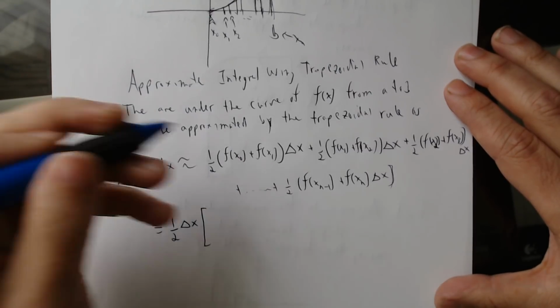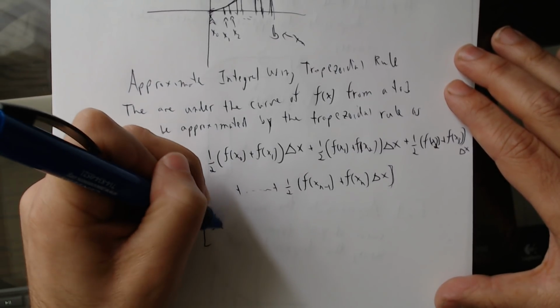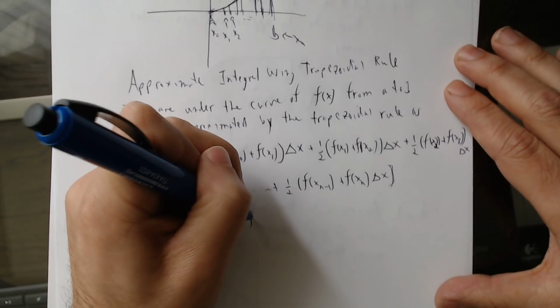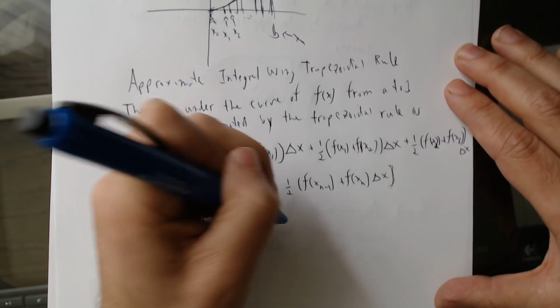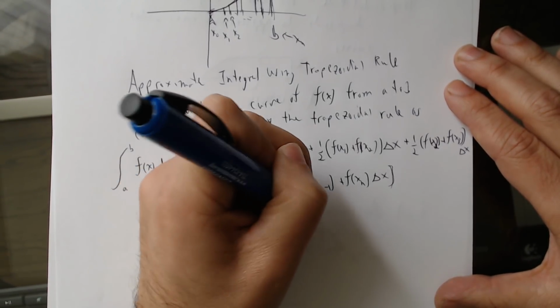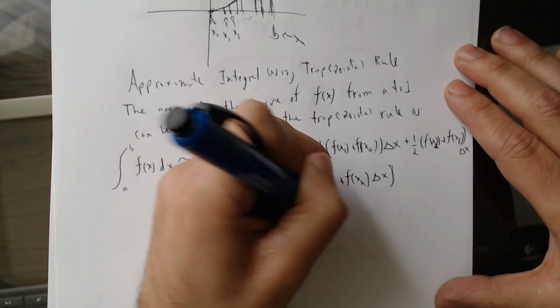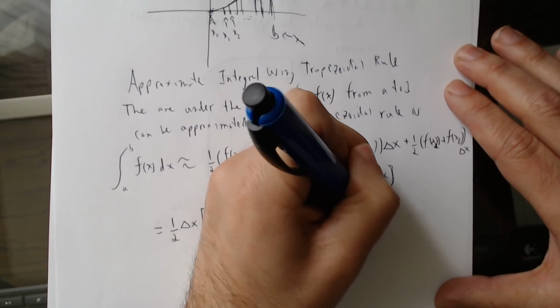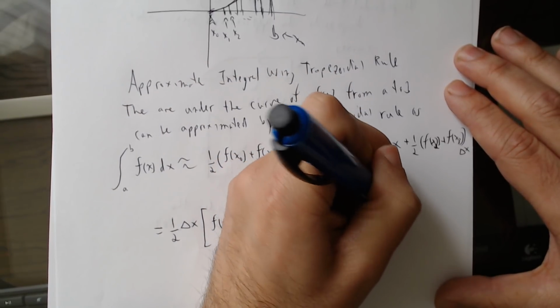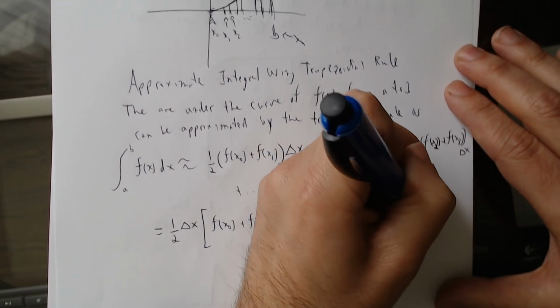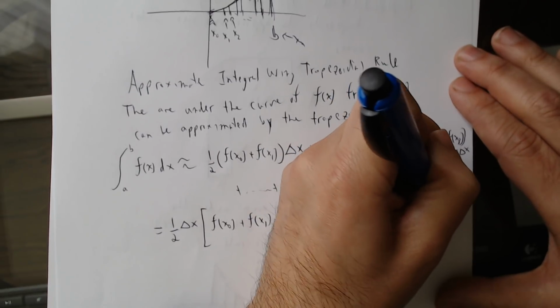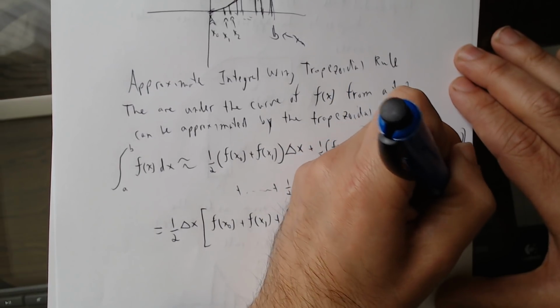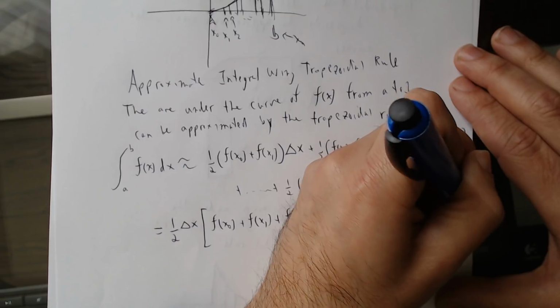And what are we left with inside? It'll just be f of x sub 0 plus f of x sub 1 plus f of x sub 1 plus f of x sub 2 plus f of x sub 2 plus f of x sub 3 plus, we're going to go all the way until we hit what? F of x sub n minus 1 plus f of x sub n.